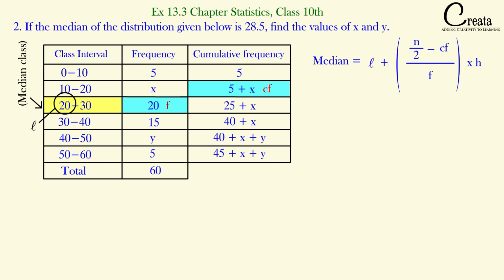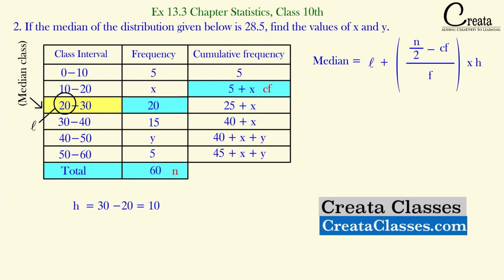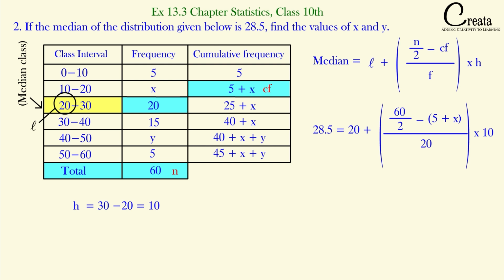And what is the class size? It is upper limit minus lower limit, that is 30 minus 20. We got class size, that is h, as 10. Further, what will be n? N is the total addition of the frequency, which in the question is given as 60. So we got n as 60. So we got most of the values of the formula. Let's put all these values into the formula.